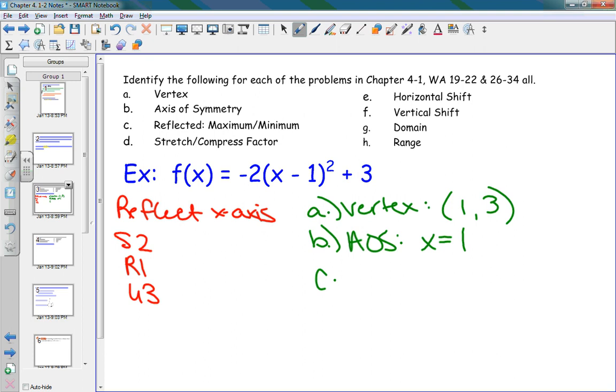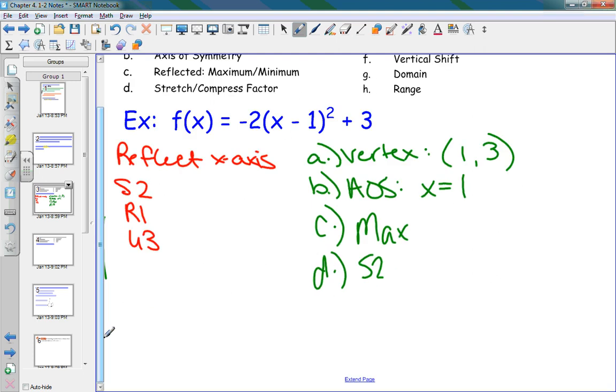Letter C, is this thing reflected, meaning does it have a maximum, or does it have a minimum? Well, you said it's reflected over the x, so therefore does it have a max or a min? It has a max. Is it compressed or stretched? Stretched by 2. And horizontal shift?